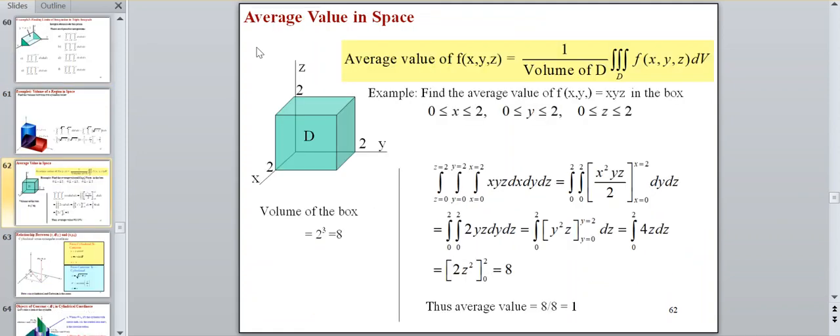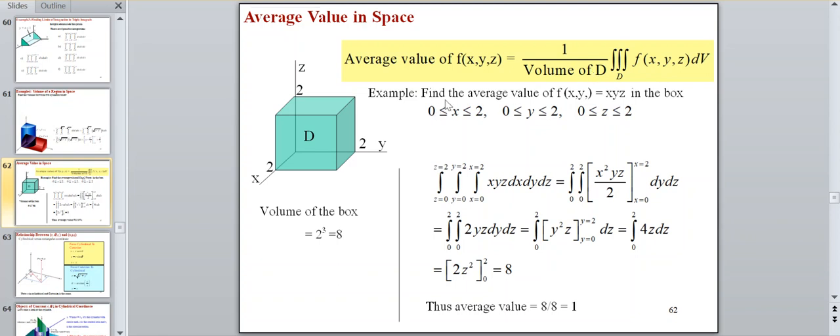Okay, look at here. Next, we have a simple definition or formula here. When we say the average value of a function of x, y, z on a region D, this means 1 over the volume of D times the integral of f on D. Please bear in mind this formula.